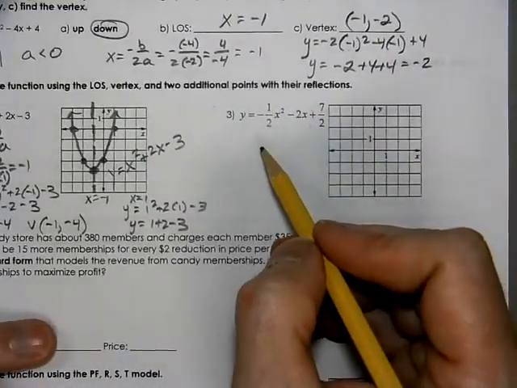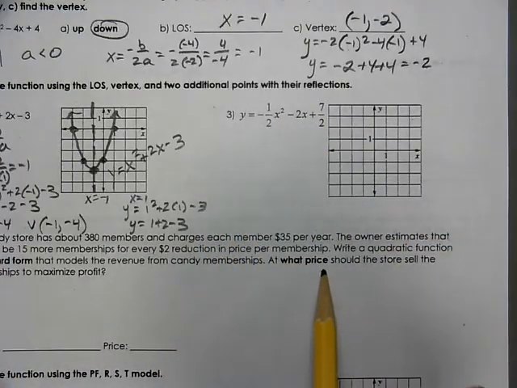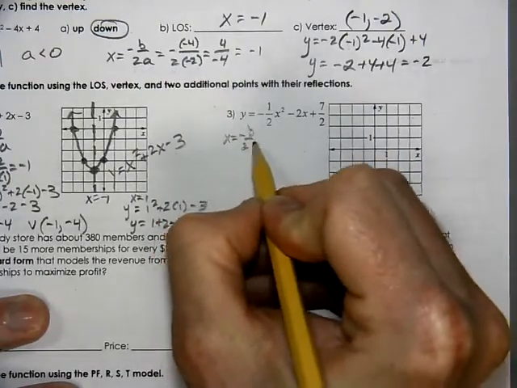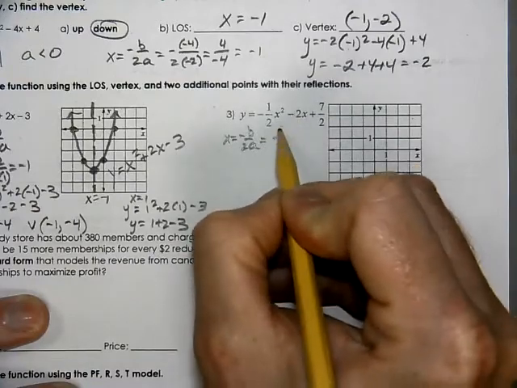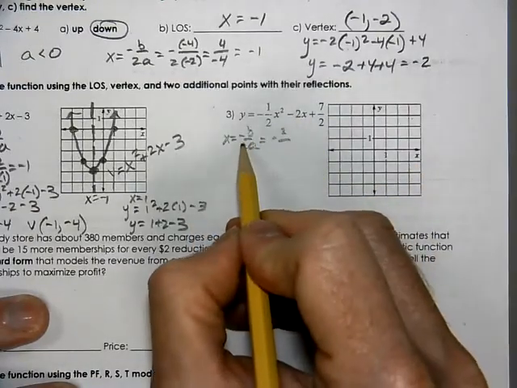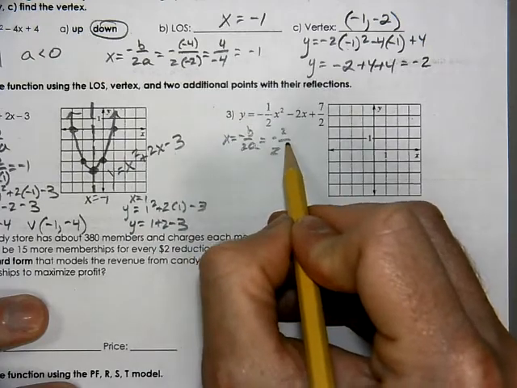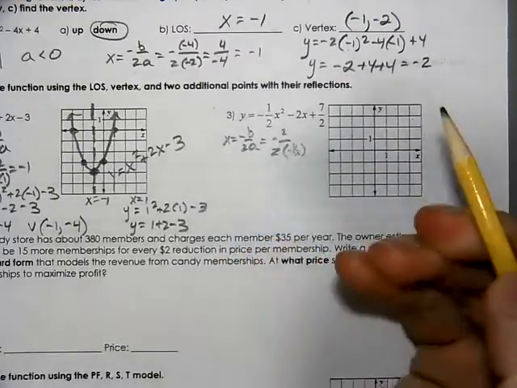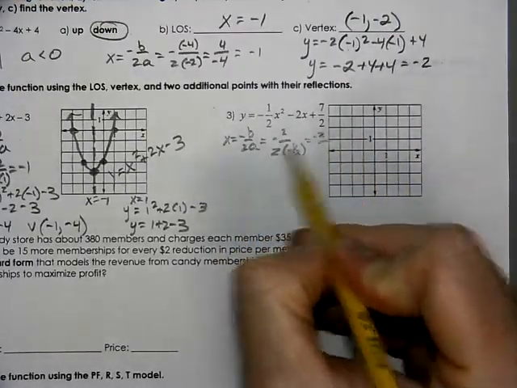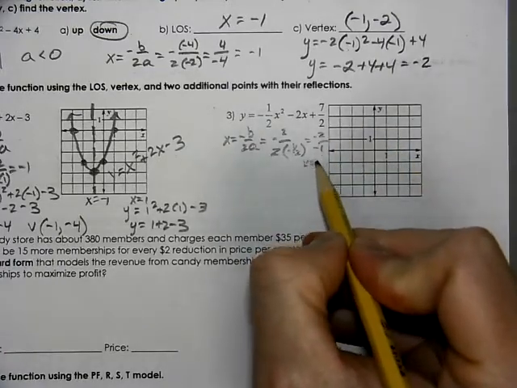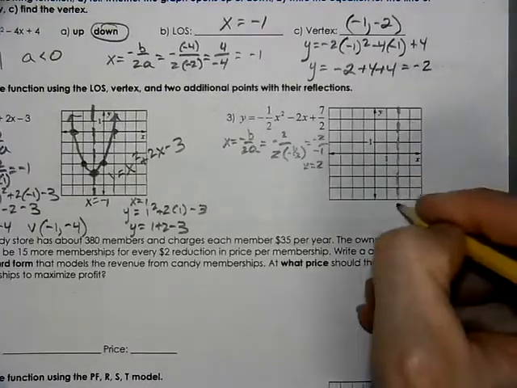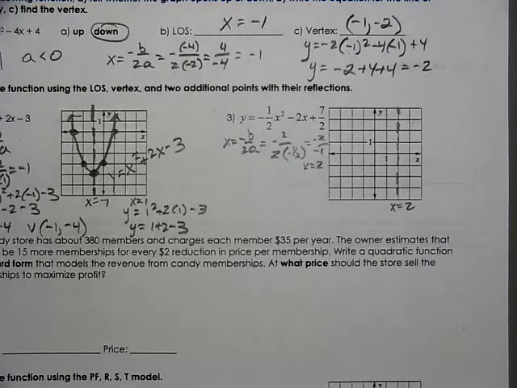This one's going to be a little trickier looking. It looks intimidating with all the fractions. We're going to look at our line of symmetry, which is negative b, which is negative 2, over 2a. So the a value is negative 1/2. So we get negative 2, negative 1, so your line of symmetry is at 2. Graph out your equation of x equals 2. Now we need to figure out where the vertex is at.